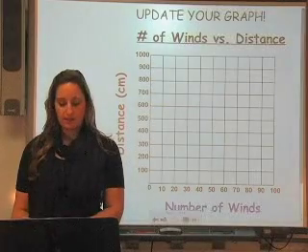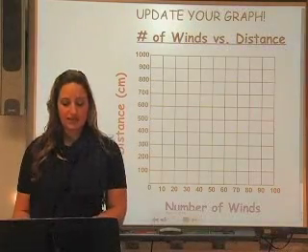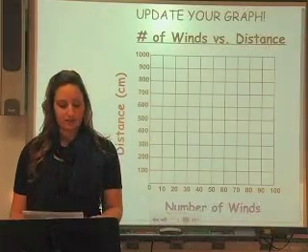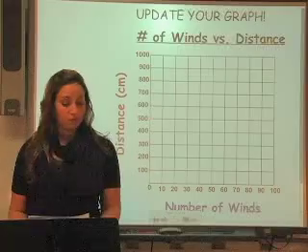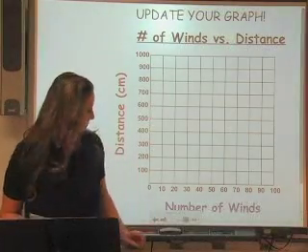Now the graph must be given an appropriate title. The title is usually stated as an x versus y, often followed by a descriptive phrase. The title for our graph will be called number of lines versus distance.